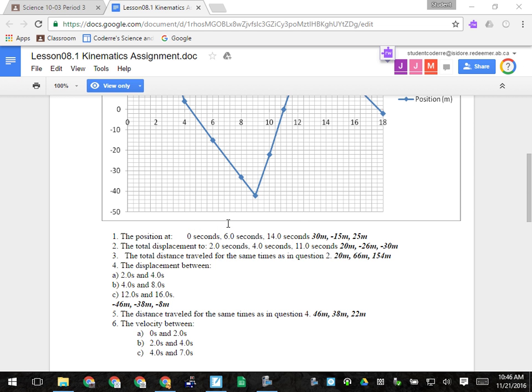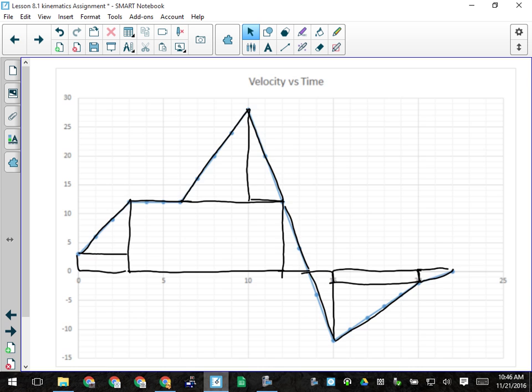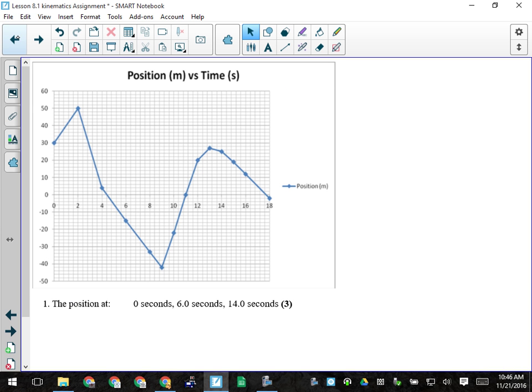With question number 3, we have the total distance traveled for the same times as in question number 2. If I want to calculate total distance traveled to time 4 seconds, now does direction matter? Distance is scalar. It doesn't care which way I went, which means I can't go final position minus initial position, because that's not going to work. That's going to tell me this line, and that's not the line I want. I want to know how far this thing went over the entire trip. So it went from 30 to 50, which is 20 meters, and then it went from 50 to 4, which is 46 meters. So the total distance traveled is 66 meters.